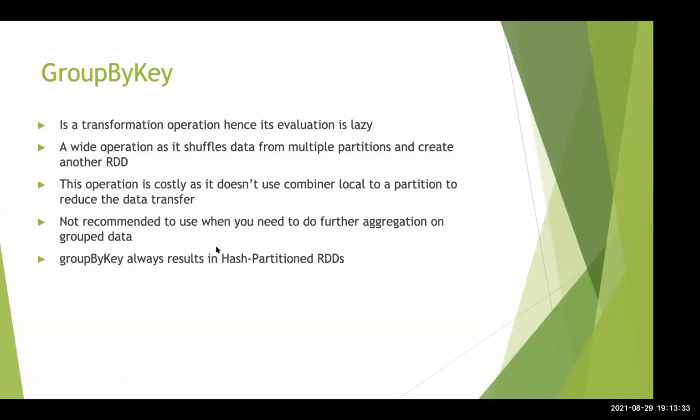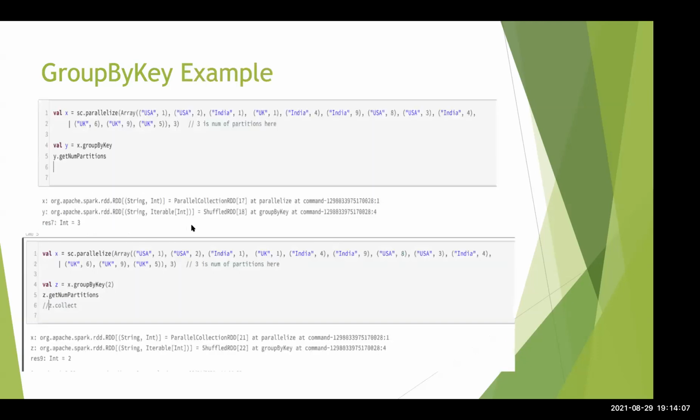Group by key is again a transformation function, but it involves a lot of shuffling. It is similar, and we'll see the difference between group by key and reduce by key in coming slides. It's costly because it shuffles all the records, and it always returns a hash partitioned RDD. If you see the implementation of group by key in your Spark code, it uses hash partitioning, partitioning data based on the hash and giving the hash partitioned RDD. And it is not recommended, and you will see why it's not recommended.